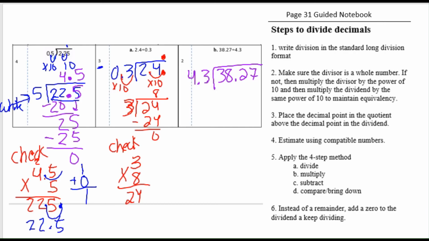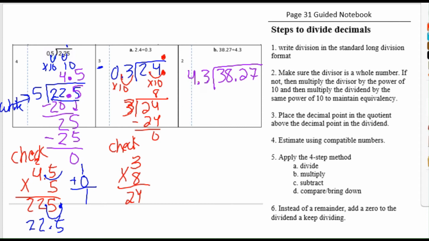So what do we have to do here? We have to first write it in standard long division, which we did. We have to make sure our divisor is a whole number. Which number is our divisor? So our divisor is 4 3/10.